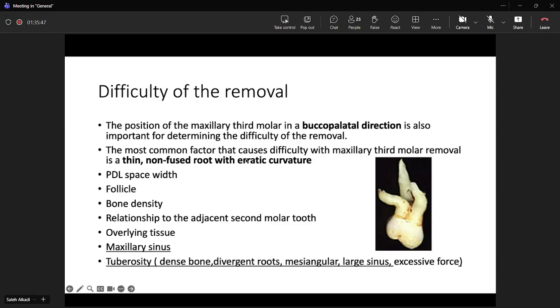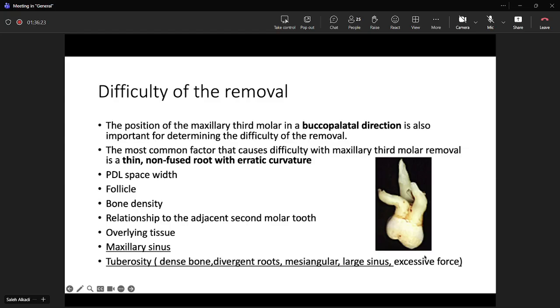Another important factor that you need to look at when you assess the difficulty of extracting an upper third molar is the roots, because usually upper third molars have thin, non-fused roots with erratic curvature. So as you can see here, every root is directed in a different direction. Those will create difficulty, so the root morphology is very important to assess. Again, PDL space width, follicle, bone density, relationship to the adjacent second molar, and overlying tissues are the same as for the lower third molar.